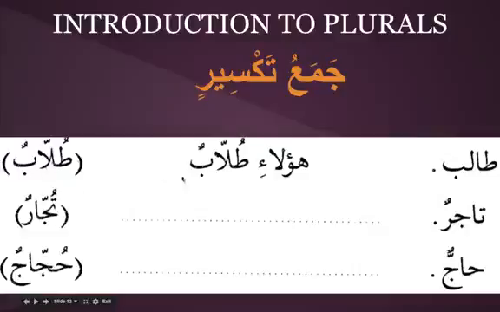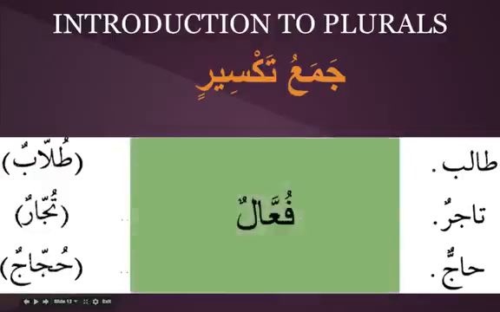So how do we make it plural? We say tullabun. Tullabun. If you see, the original pattern of the word is changed. So you've got talibun, tullabun, tajirun, tujjarun, hajjun, hujjajun. If you see in these plurals, we've got the same pattern: tullabun, tujjarun, hujjajun. So here, what we say, this pattern is called fu'alun.